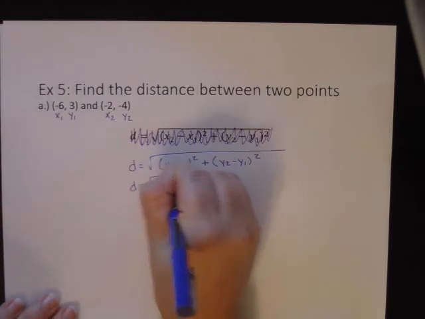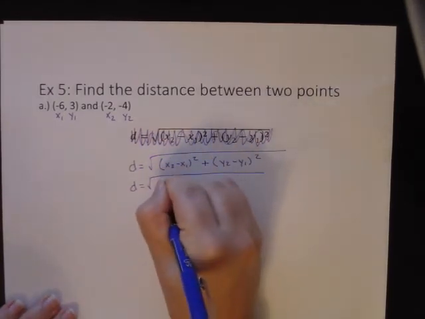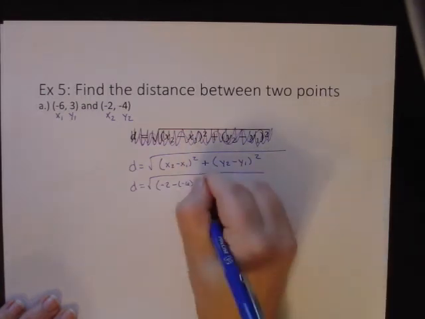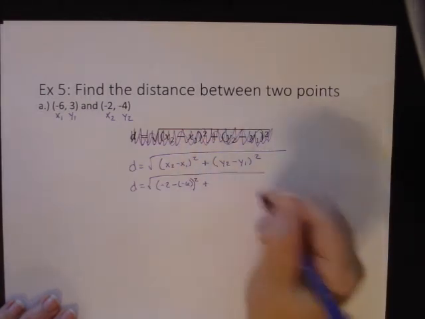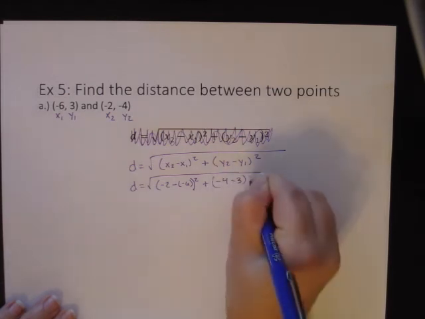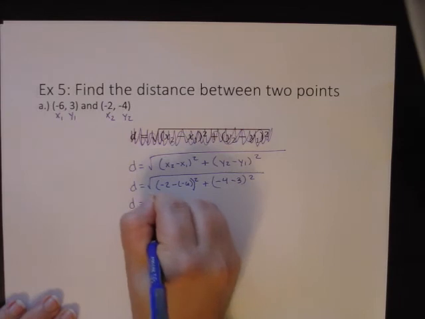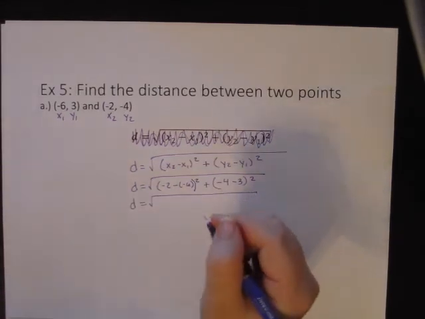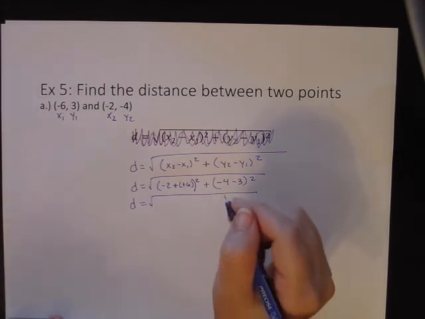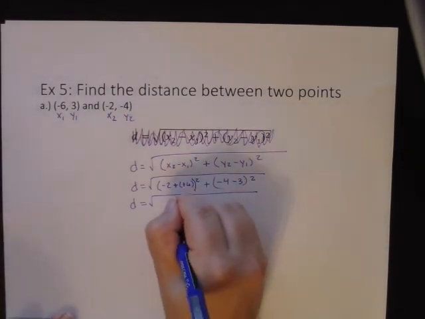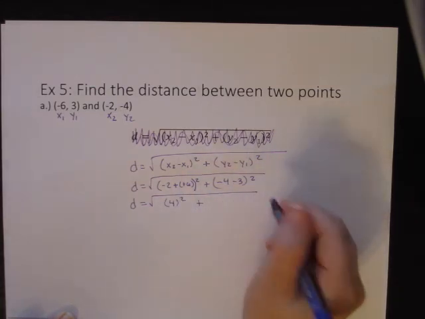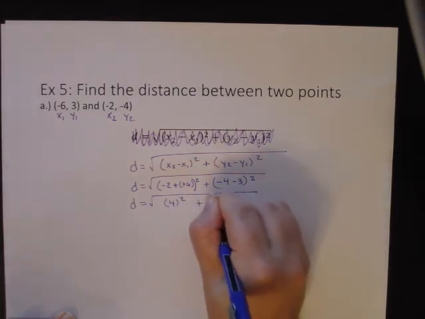Once I write my formula, then I can plug and chug. So I'm going to go negative 2 minus negative 6, parentheses squared, plus negative 4 minus 3, parentheses squared. So when I clean this up, it goes change, change. So negative 2 plus 6 is going to be a positive 4 squared, plus negative 4 minus 3 is going to be negative 7, parentheses squared.